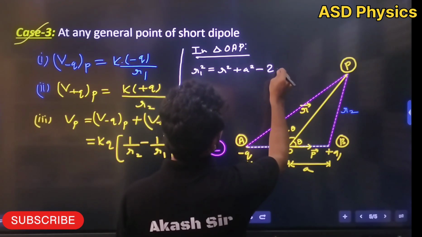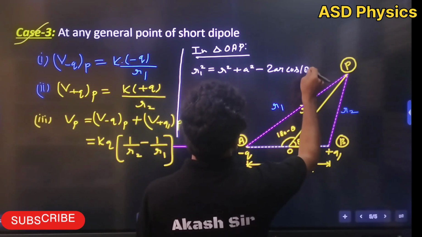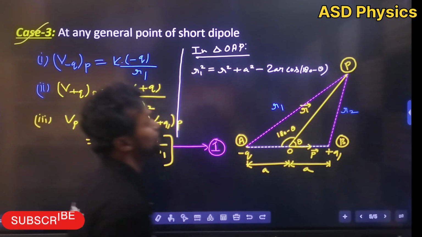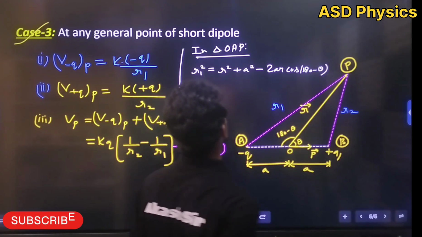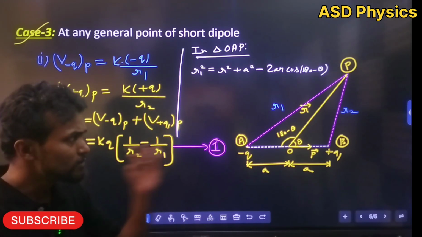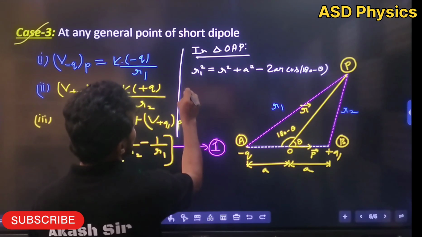minus 2AR cos of (180 minus theta). This one we have written in triangle OAP. After that, we will use the other triangle also, but first we will simplify this here.